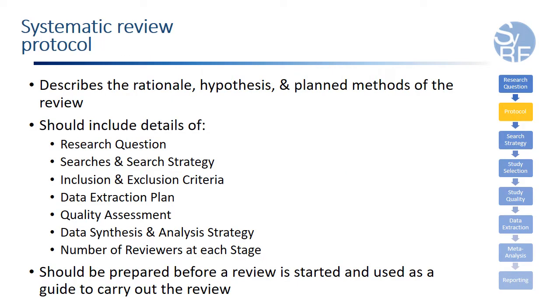A review protocol outlines why and how you are going to conduct your systematic review. It describes the rationale, research question, background, hypothesis and methods that will be used, including the search strategy, inclusion criteria, data extraction, quality assessment, data synthesis, and statistical analysis plan.